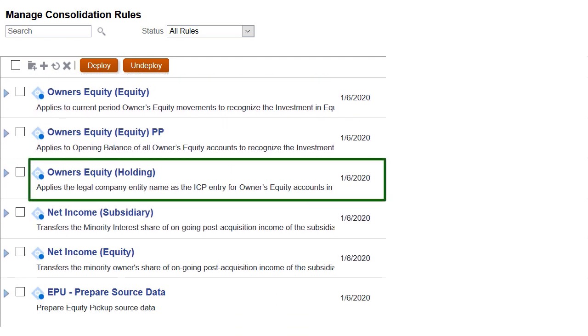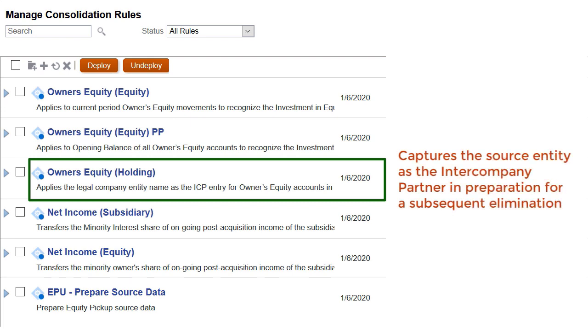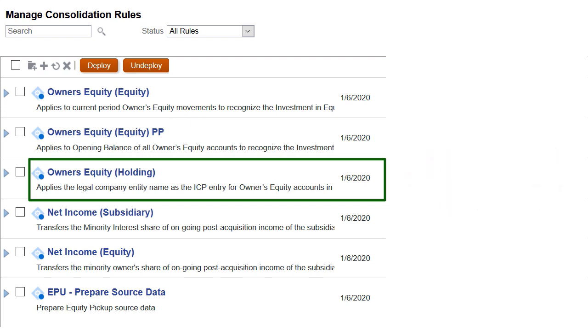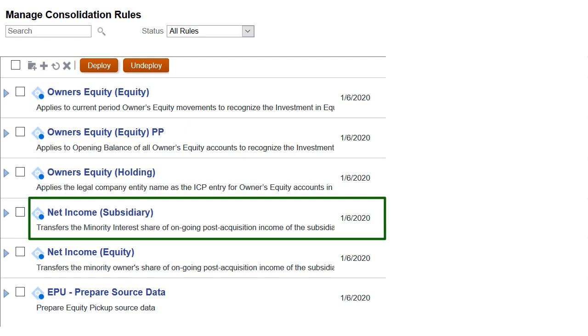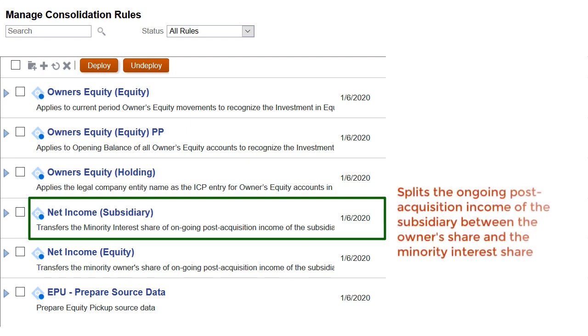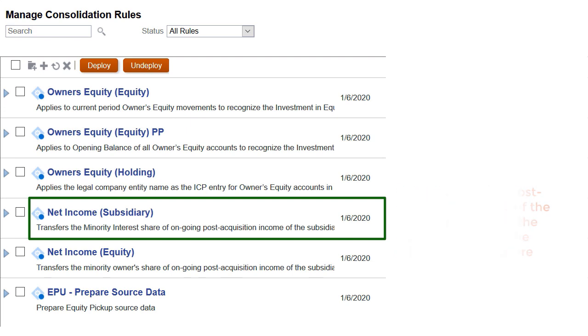The owner's equity holding rule set captures the source equity as the intercompany partner in preparation for a subsequent elimination. The owner's equity accounts of a holding company will not be eliminated at its immediate parent level but at a subsequent parent level. The net income subsidiary rule set splits the ongoing post-acquisition income of the subsidiary between the owner's share and the minority interest share.